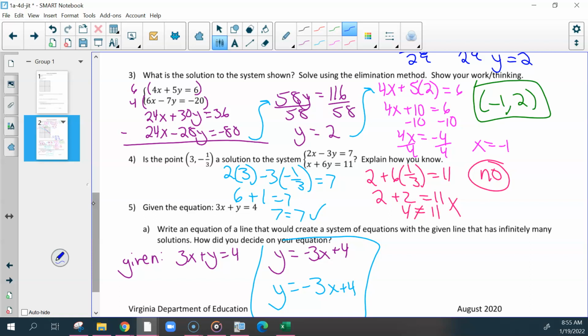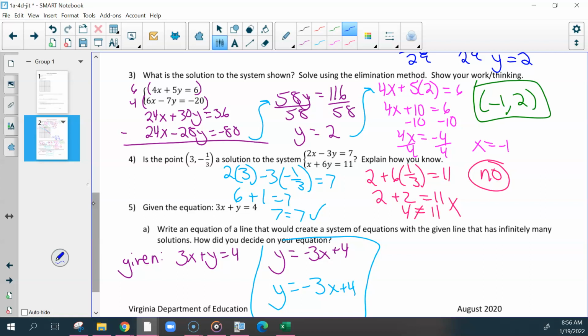Number 4, they're asking, is this point a solution? So that was one of the things we did when we talked about graphing. Not one of the first, but it was in that lesson. We would take this ordered pair and put it in for both of these and determine, does it work for both? If it does, the answer is yes. If it doesn't, the answer is no.